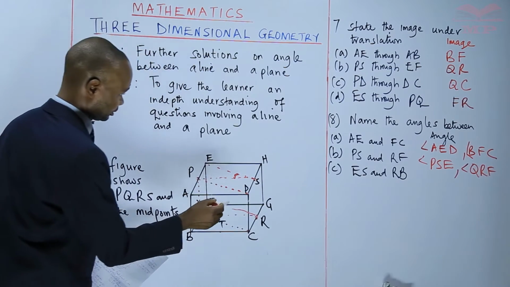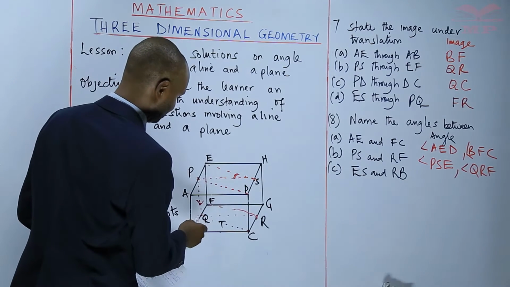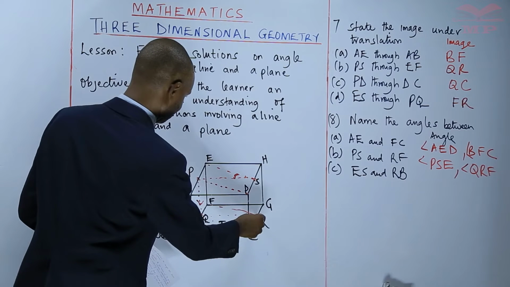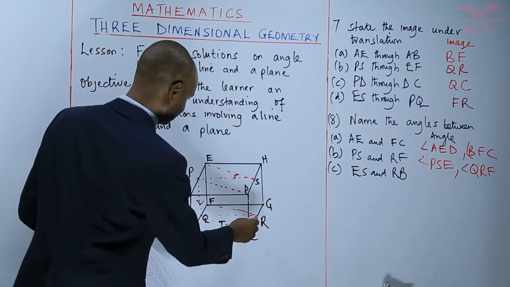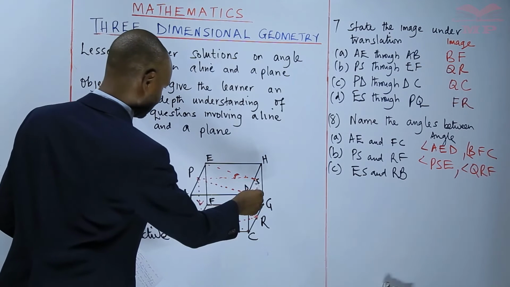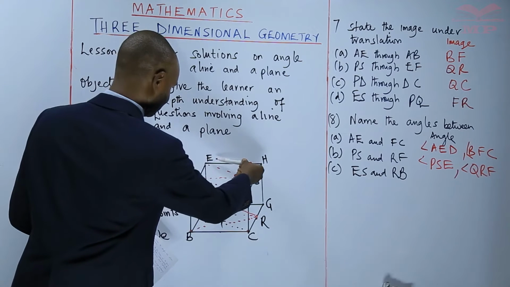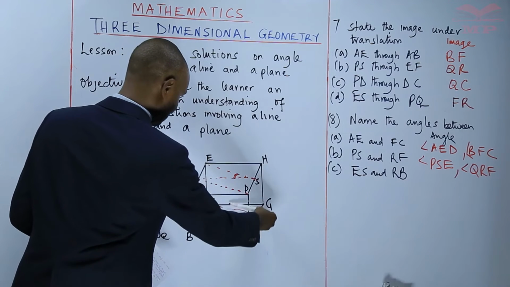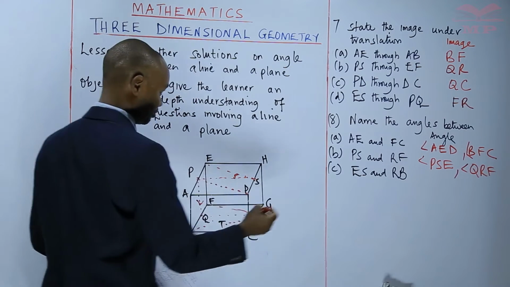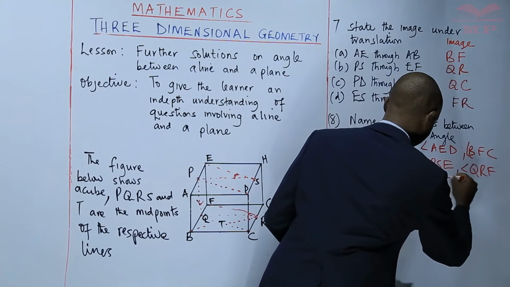ES and RB. Where is RB? This is RB. So translate ES to where RB is. You'll end up with this angle, BRF. You'll end up with angle BRF.